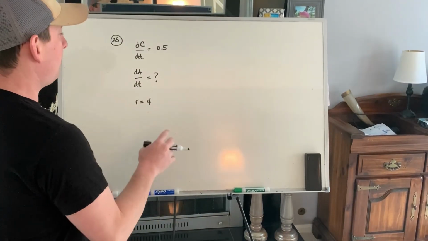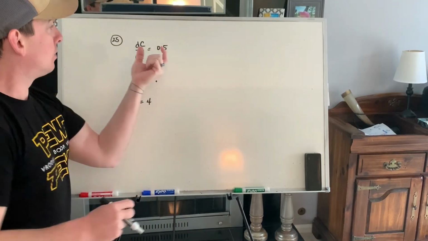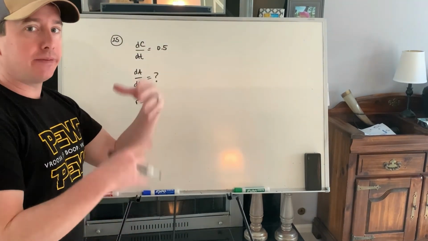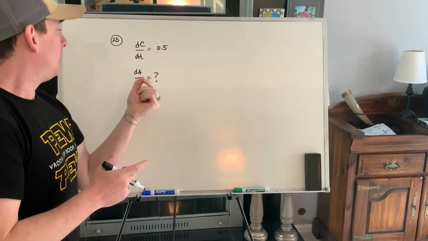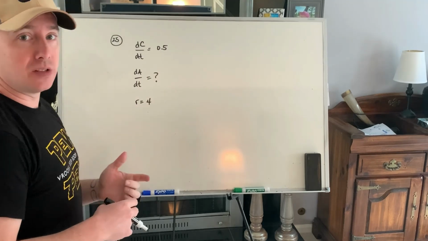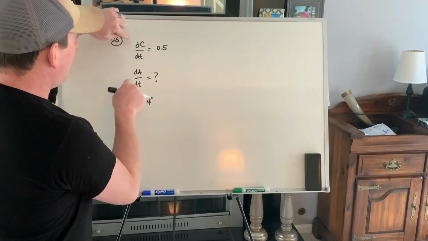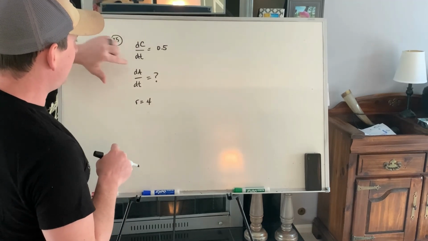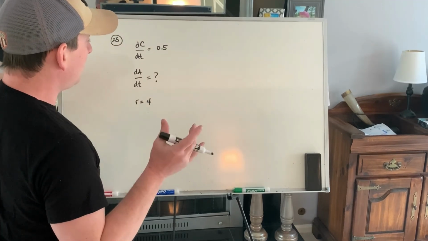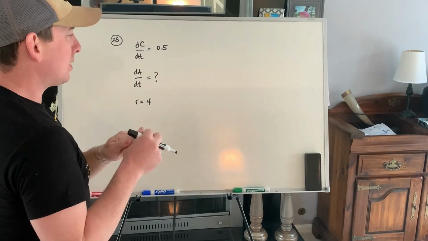Okay, in 25, we're given a related rate. The circumference of a circle is increasing at the rate of 1/2 something for somethings. We want to know at what rate the area is changing when the radius is 4. So I need some relationship between A and C because I know something about C. I want to know something about A, so I need some relationship between A and C. And there's not a direct one.